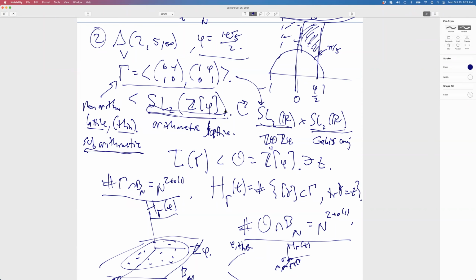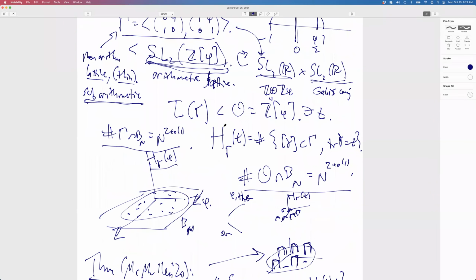So if you had replaced gamma by the full arithmetic group, then the count would change to n to the 4 or something. That's exactly. Here the count is n to the 4 for exactly that reason. Yeah. So thanks very much. My pleasure. Please continue asking anytime.